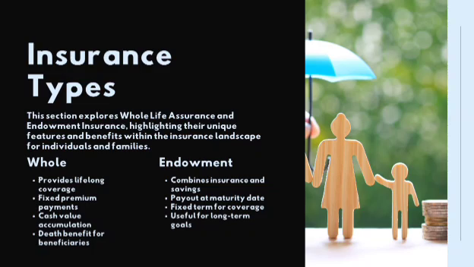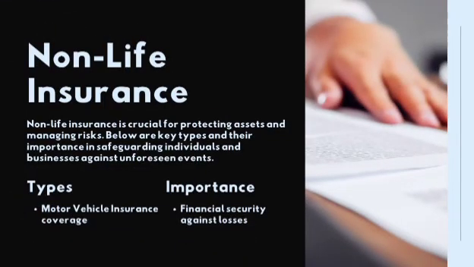Now, what are the key features of endowment insurance? It combines insurance protection with savings. It has a fixed time period, typically 10, 15 or 20 years. There are maturity benefits if the insured survives the policy term. It has higher premiums than whole life insurance. It is popular for education planning and retirement.